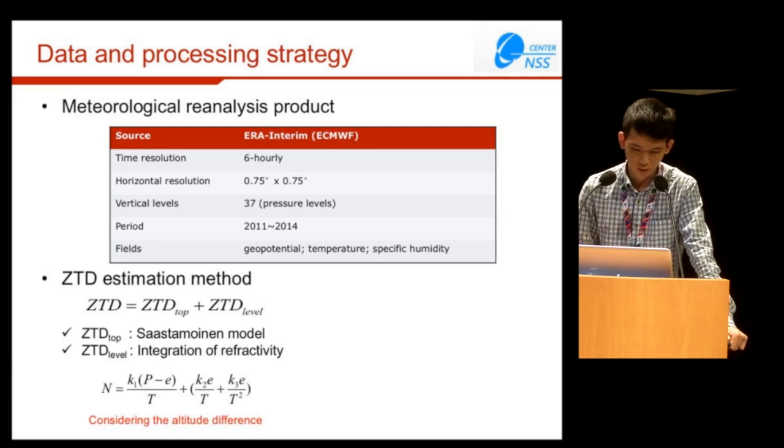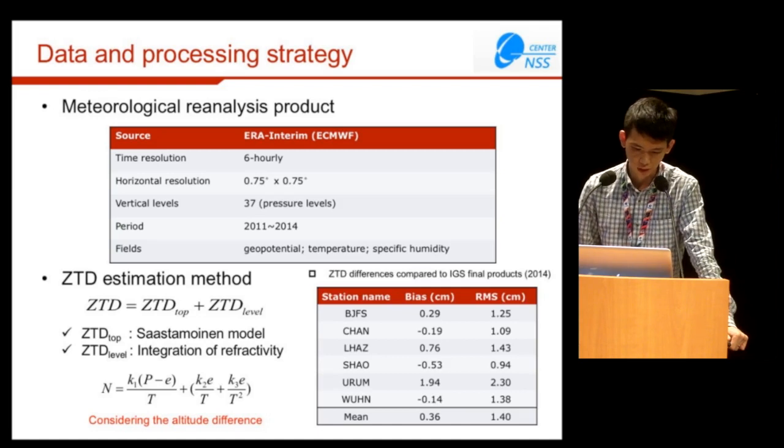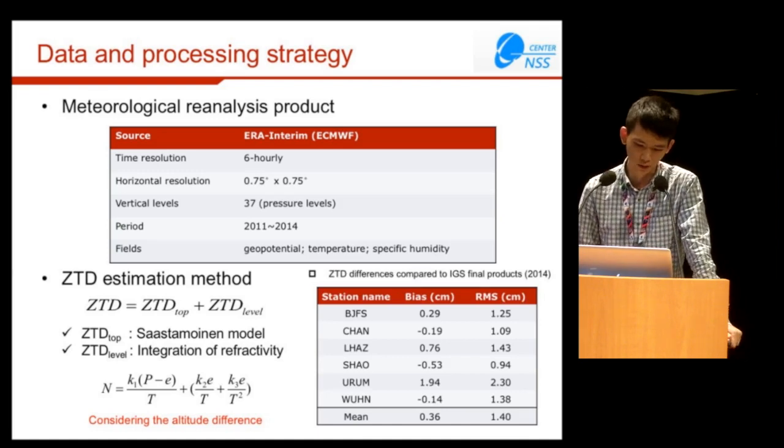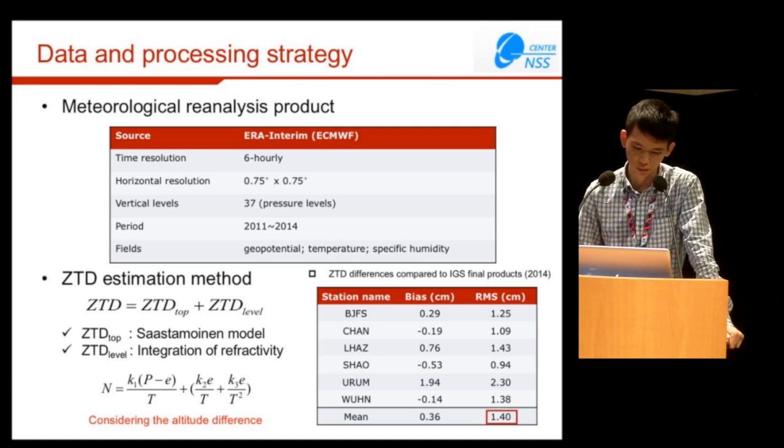This table summarizes the ZTD errors from reanalysis compared to IGS final ZTD products in 1 year at 6 stations in China. And we can find the mean RMS of ZTD errors is about 1.4 centimeters.